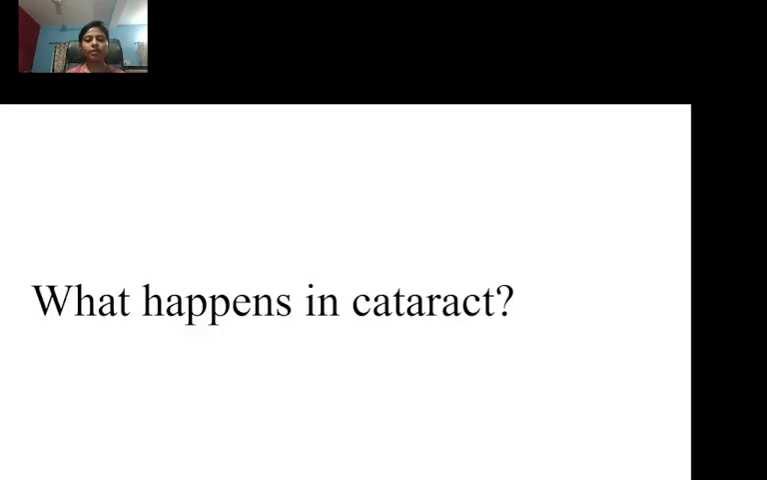Alright? Now, what happens in cataract, students? What happens in cataract? Yes, right. In cataract, we are not able to see the objects clearly. You are right.